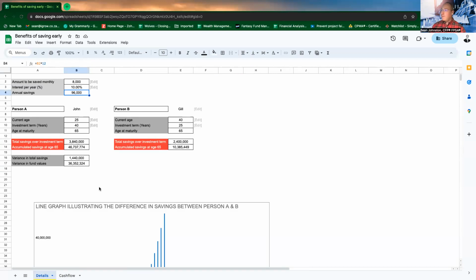But really, at the end of the day, we just want to show you why it's important to start saving as soon as possible. Just by using a simple example of a 15-year age difference, exactly the same contributions, this is the difference in fund value, which obviously makes a big difference with the income that John needs and Jill needs when they get to their date of retirement.